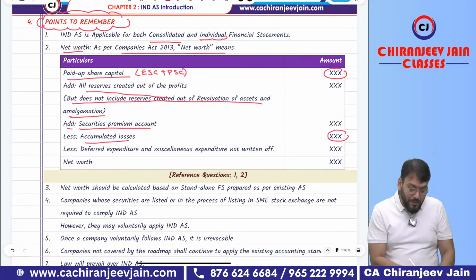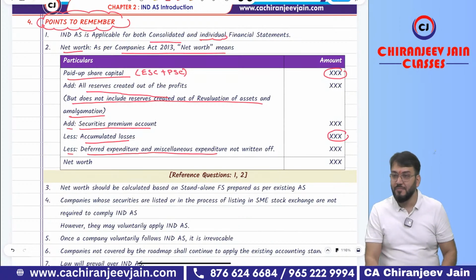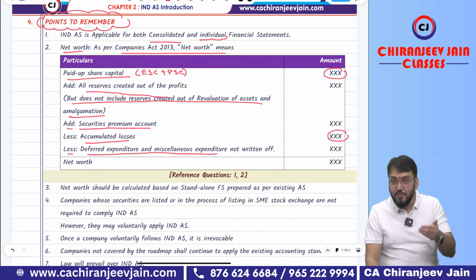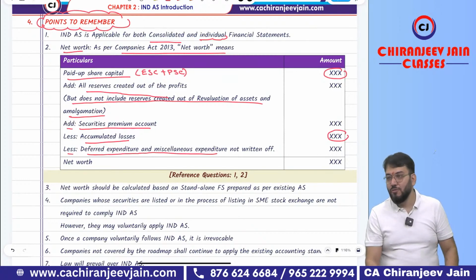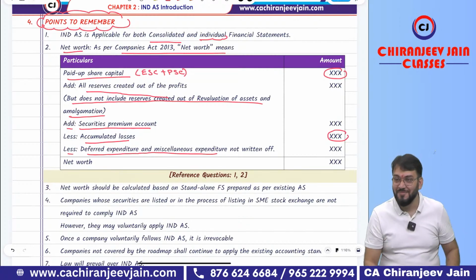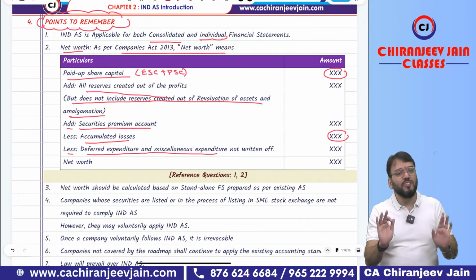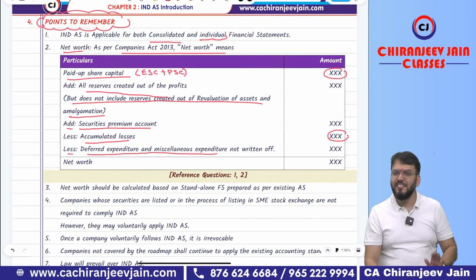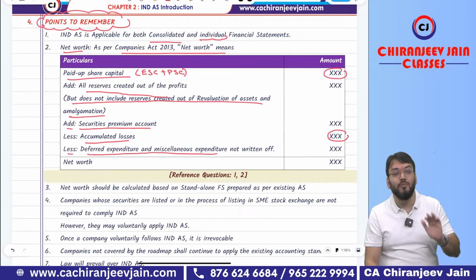Now, do you know about deferred expenditure and miscellaneous expenditure not yet written off? I'm asking you, yes or no. No, you don't know. Very good, because it does not exist. There is no concept of deferred expenditure, and no concept of miscellaneous expenditure now. Correct? This definition has been taken from the Companies Act, not from our Ind AS or accounting standard.